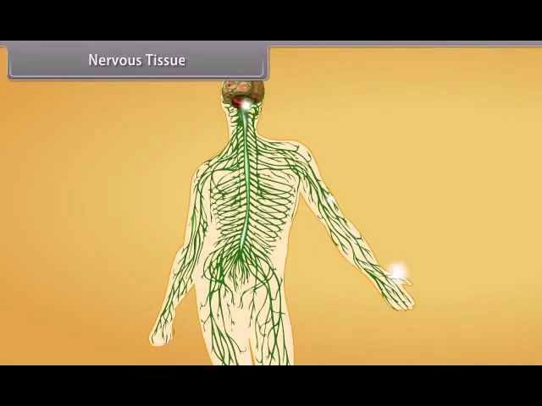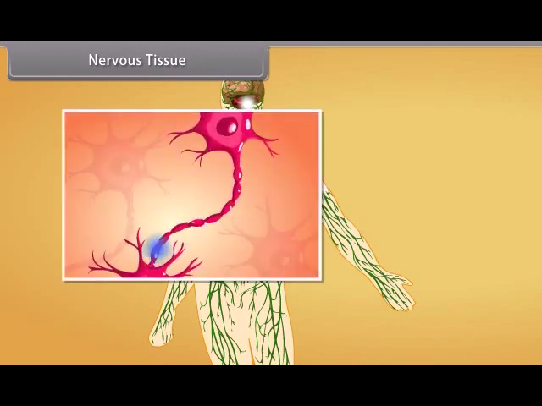Nervous tissue. A tissue which is specialized to transmit messages in our body is nervous tissue. Nervous tissues contain specialized unit cells called nerve cells or neurons, which have the ability to receive stimuli from within or outside the body and conduct that impulse to different parts of the body. This impulse travels from one neuron to another neuron.